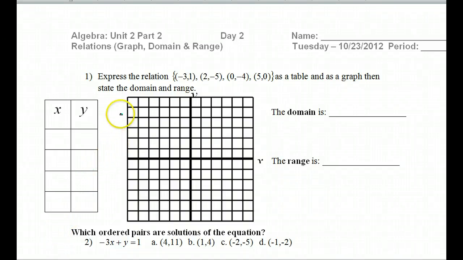Okay, let's see how you guys did. We were supposed to express this relation as a table and as a graph, and then state the domain and range. Well, as far as the table, we have to separate, so we have negative 3, comma 1, so that would be negative 3, 1, 2, negative 5, 0, negative 4, and 5, 0.